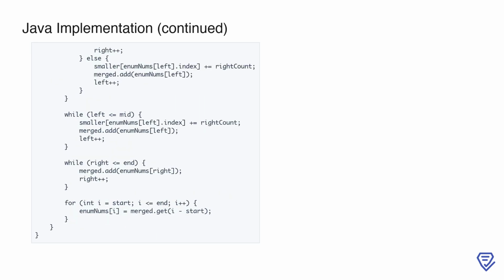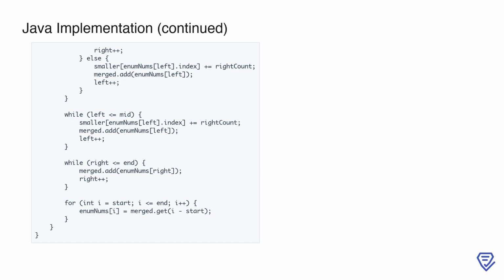Within the merge function, we use two pointers, left and right, to traverse the left and right halves of the current segment. We also maintain a right count variable to track how many elements from the right half have been merged so far, as these represent the smaller elements relative to the current element in the left half. During the merging process, if the element in the right half is smaller, it's added to the merged list, and right count is incremented. Otherwise, the element in the left half is added, and its count of smaller elements is updated by adding right count.